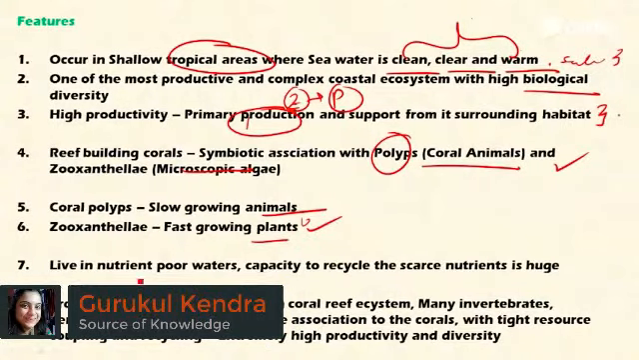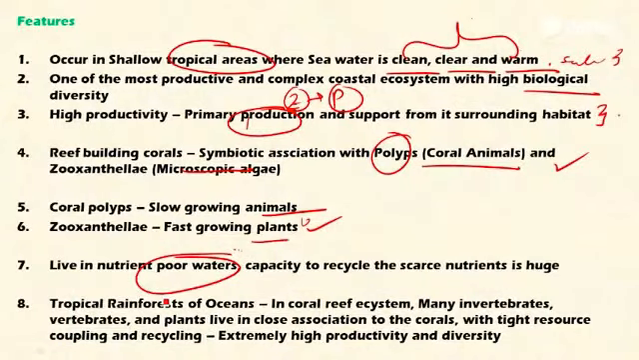And these coral polyps live in nutrient poor water, not nutrient rich. This is important. They live in nutrient poor water, but they have the capacity to recycle the scarce nutrients present in the water. This capacity is huge for them. These are also considered the tropical rainforests of the oceans because of their higher productivity and biodiversity. In the coral reef ecosystem, many invertebrates, vertebrates, plants, fishes, and a lot of other species live in close association with the corals and with tight resource coupling.